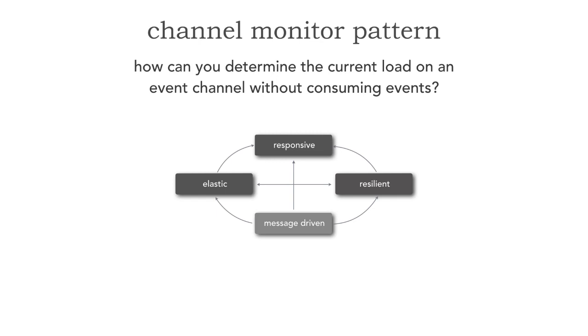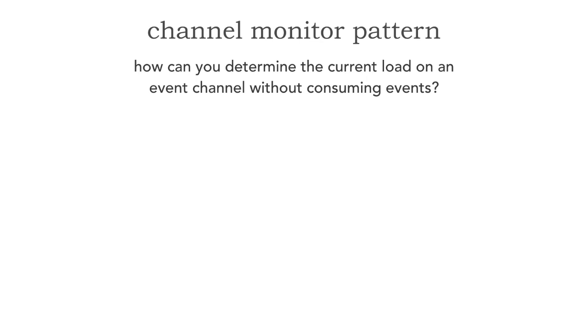So the channel monitoring pattern specifically asks this question within reactive architecture: how can you determine the current load on an event channel without consuming those events? And this, from our roadmap that we see within the Reactive Manifesto, really impacts elasticity, responsiveness, and also resiliency. Let's take a look at how this pattern works.